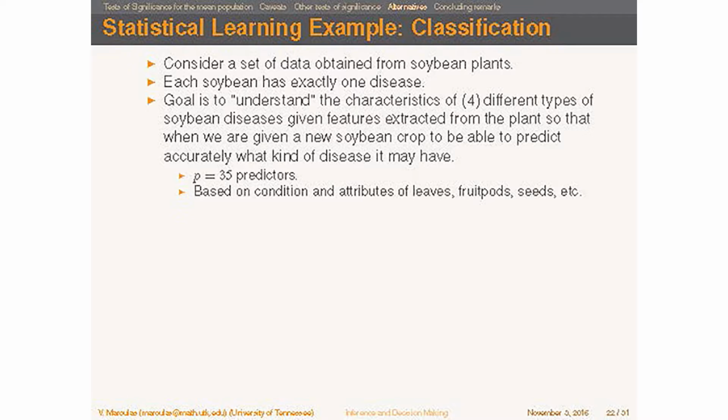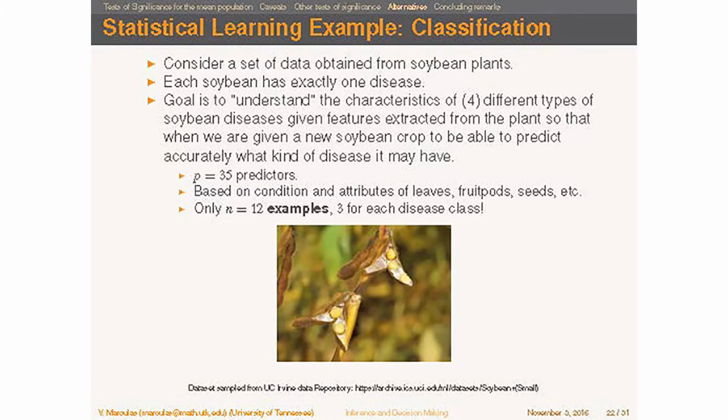What I'm going to consider is 35 predictors, based on conditions and attributes of leaves, fruit pods, seeds, etc. But the data is going to be very small. I'm going to consider only 12 data points, 3 for each disease class. For every disease, I will have 3 data points, altogether 12. The data is not mine. I just went to the repository at UC Irvine, and you could download this data and play with it on your own. And this is the Wikipedia pictures on soybean.